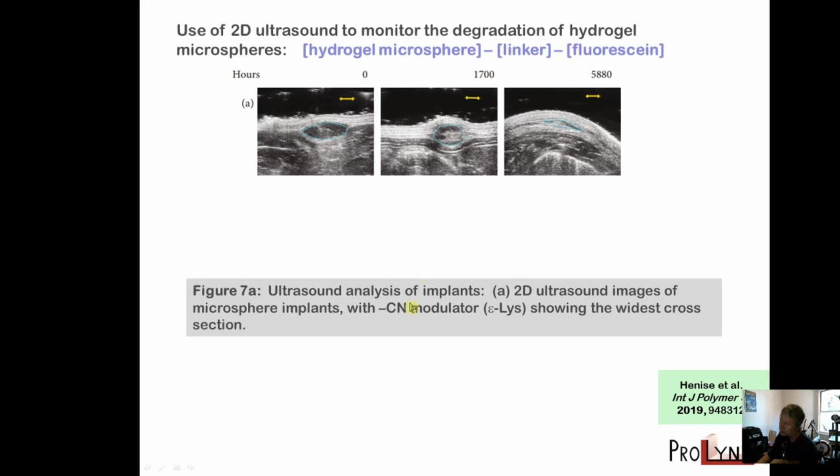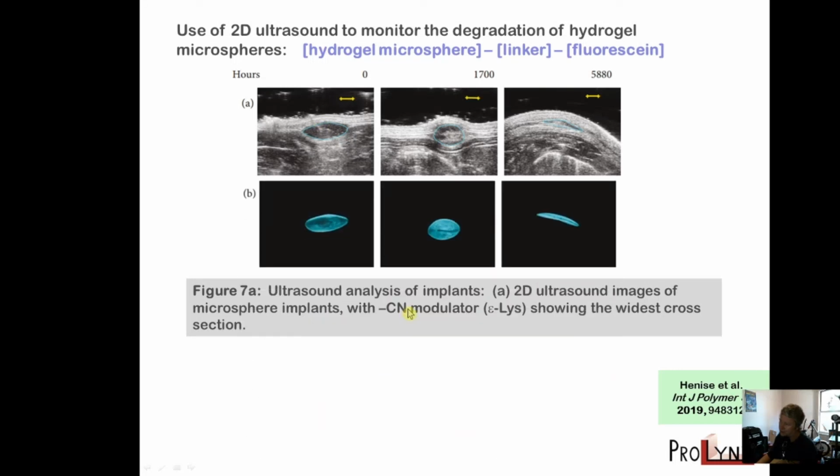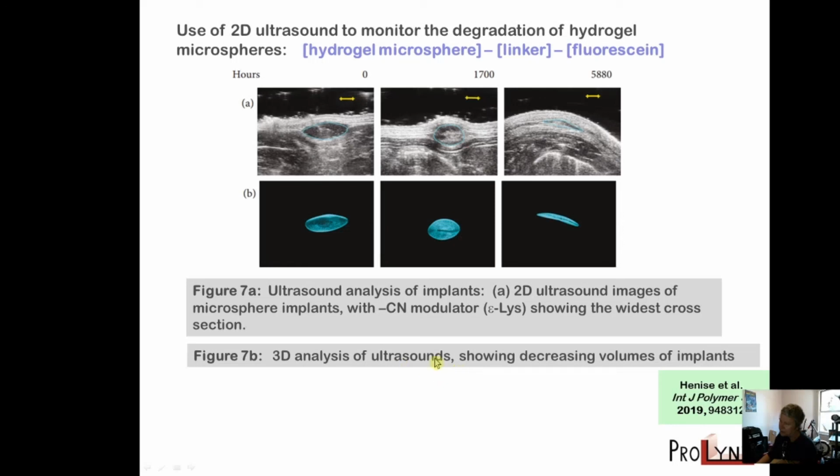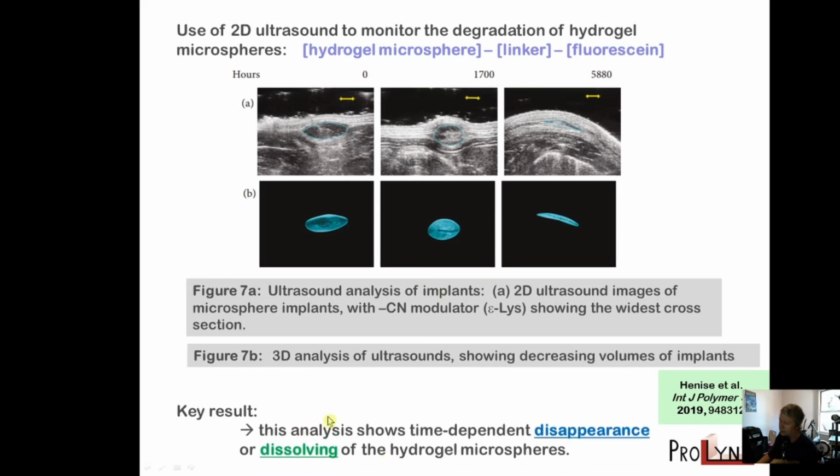these cross sections, I guess. This is like an analytical technique where they're able to measure. This is a 2D technique. This is a 3D technique that estimates the volume and the size of the gel. And this is a 3D analysis of the ultrasounds using, I think, a software technique or something, and it shows the decreasing volumes of the implant. And this can be quantified, and you can graph this to show the time-dependent degradation of these hydrospheres. The key result, this analysis shows time-dependent disappearance or dissolving of the hydrogel microspheres.